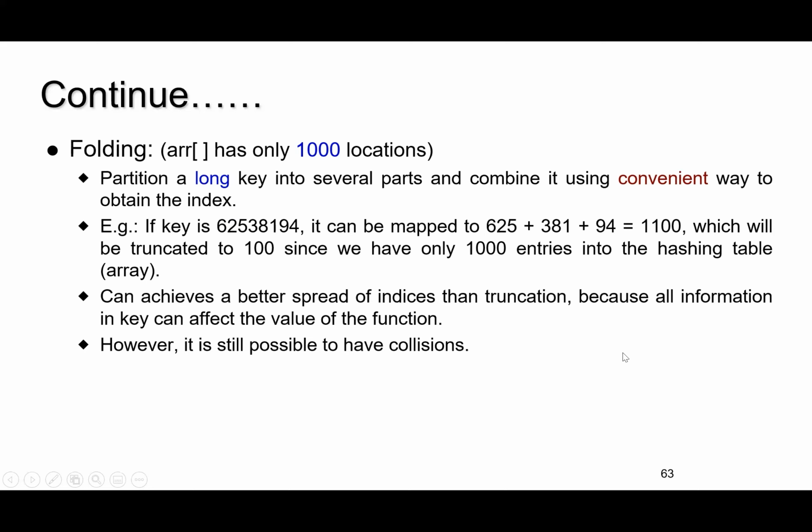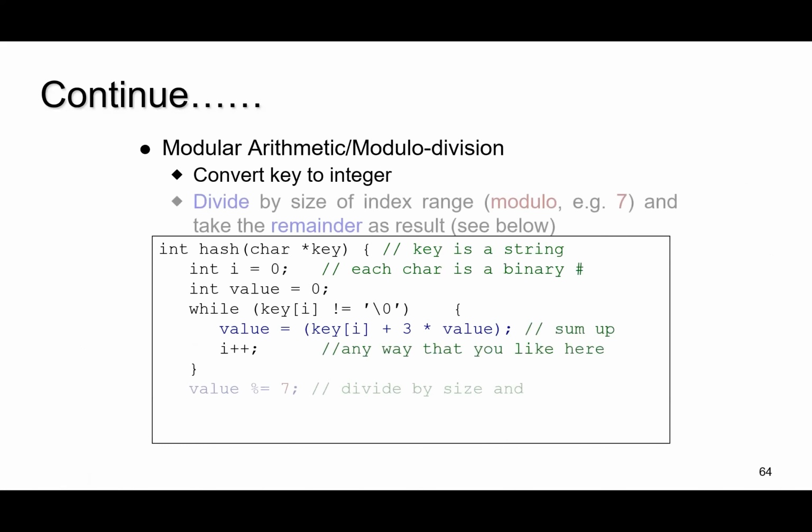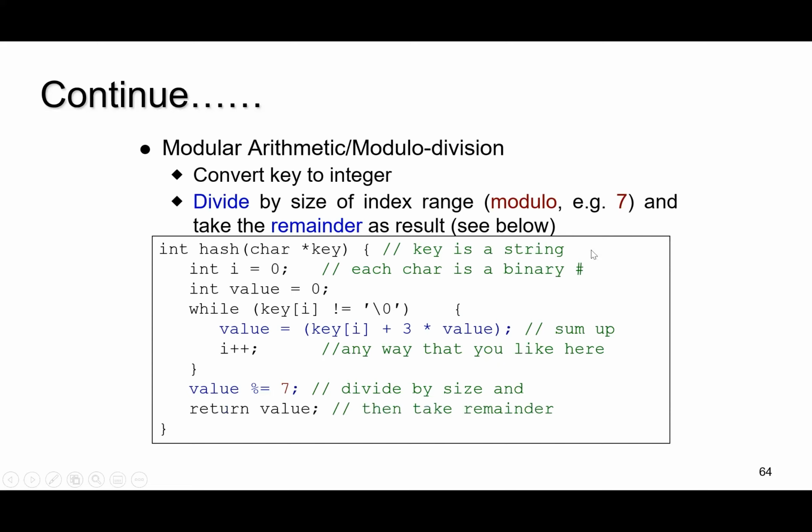Then the last method that we can use is called modular arithmetic or modular division. For example, here is an example of using this method. Let's say my key is actually a string or a name that I store. If this is a string, I can use each character of the string to generate the hash value. For example, this is one of the formulas that we come up with. You can have your own formula. This is just one example.